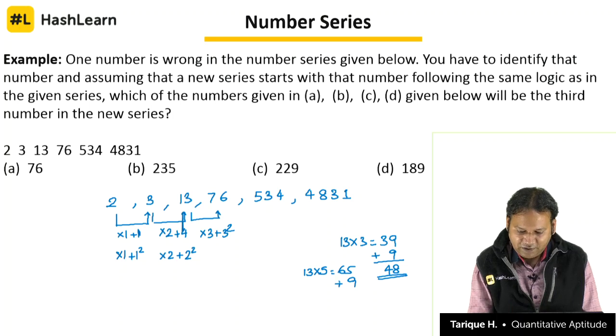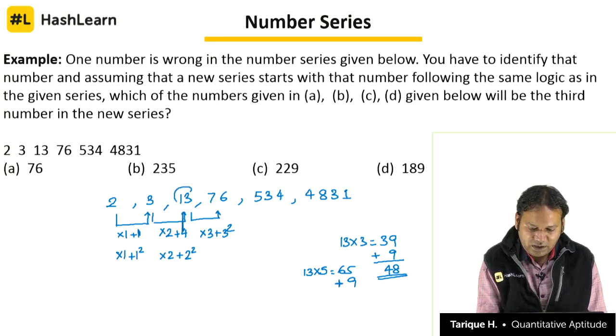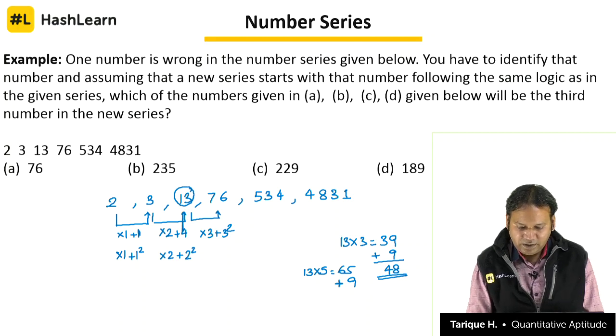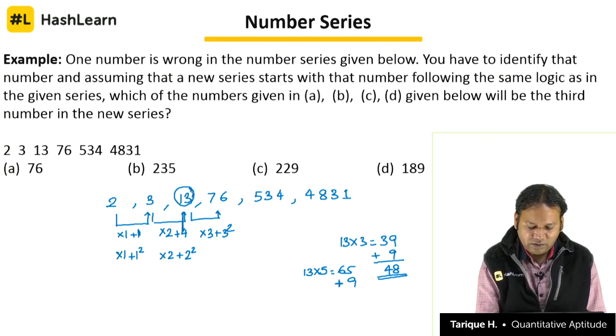13 into 5 plus 65. So could the number be wrong here, right? Could this number be the wrong number? So what can be the other logic here?